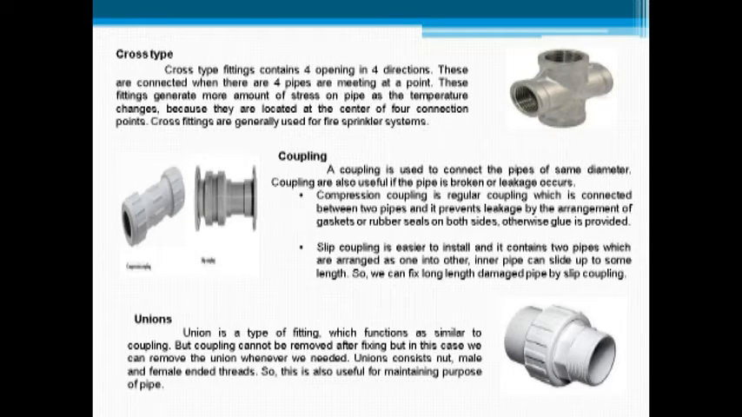Unions. Union is a type of fitting which functions similar to coupling, but coupling cannot be removed after fixing, but in this case, we can remove the union whenever we need it. Union consists of male and female ended threads, so this is also useful for maintenance purposes of pipe.